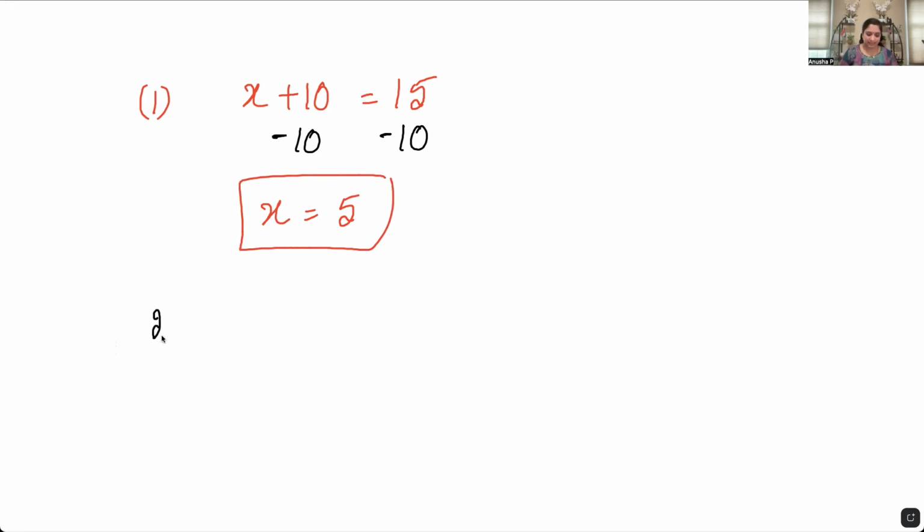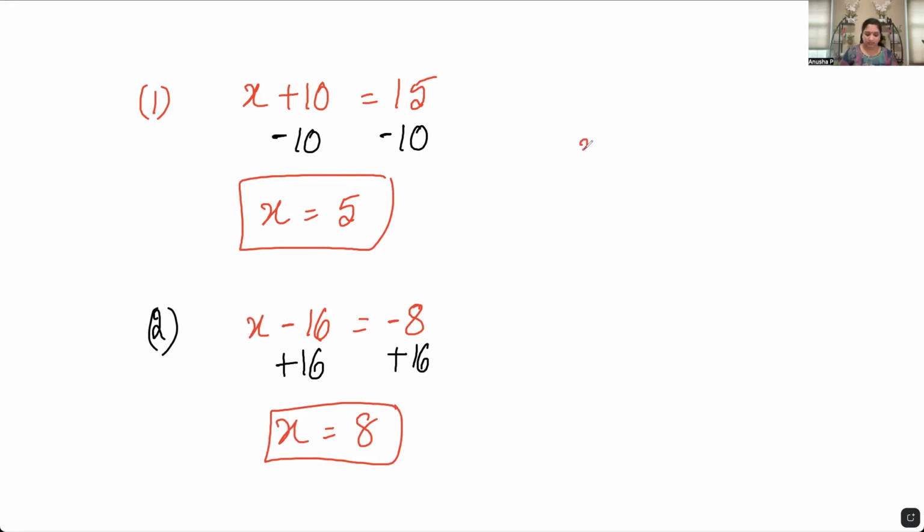Coming to the second example, if we have x minus 16 equal to minus 8. In one-step equations, we are solving for the variable. We don't want minus 16. The reverse operation for minus 16 is plus 16 on both the sides. x will be equal to 16 minus 8, which is 8.